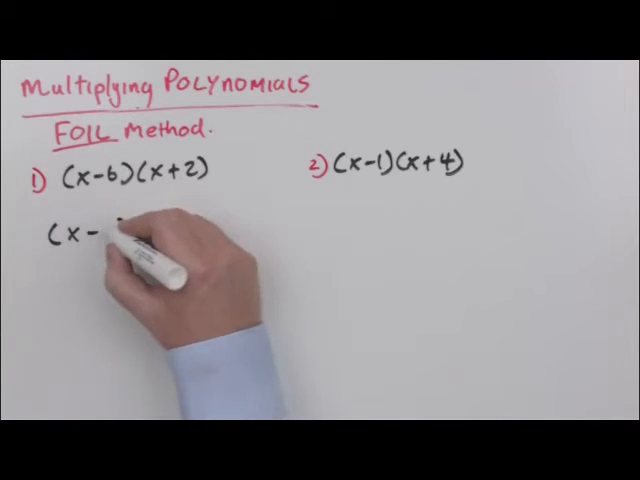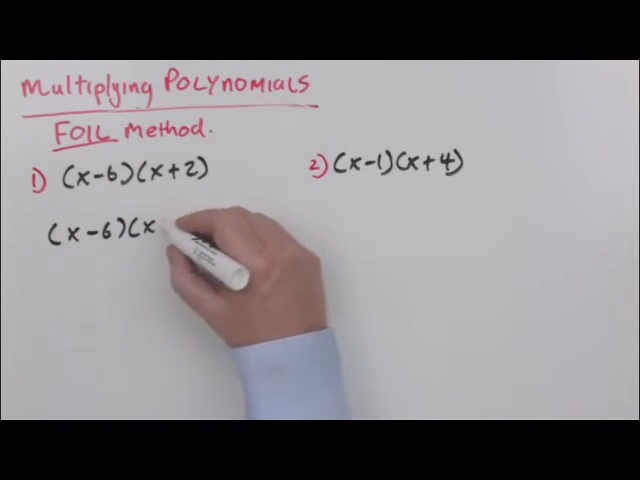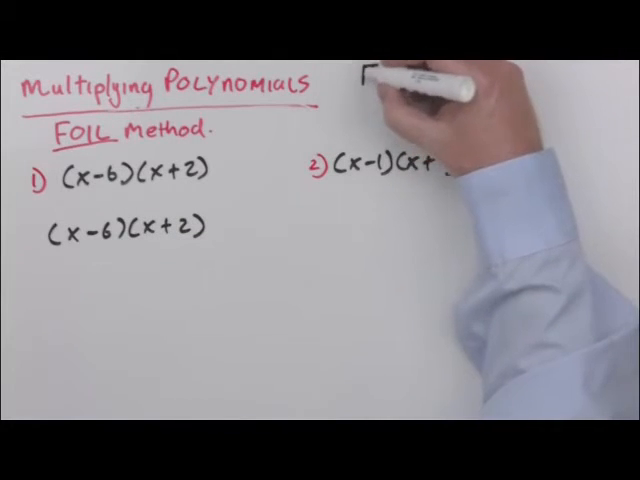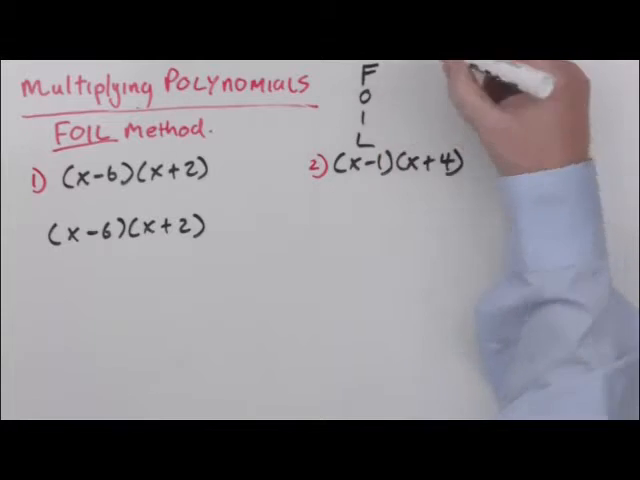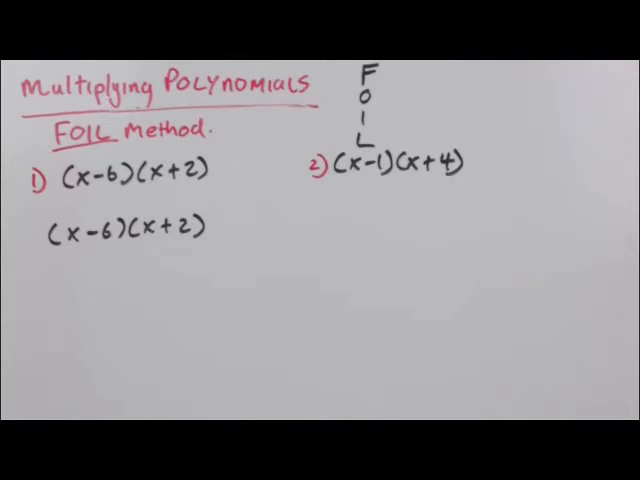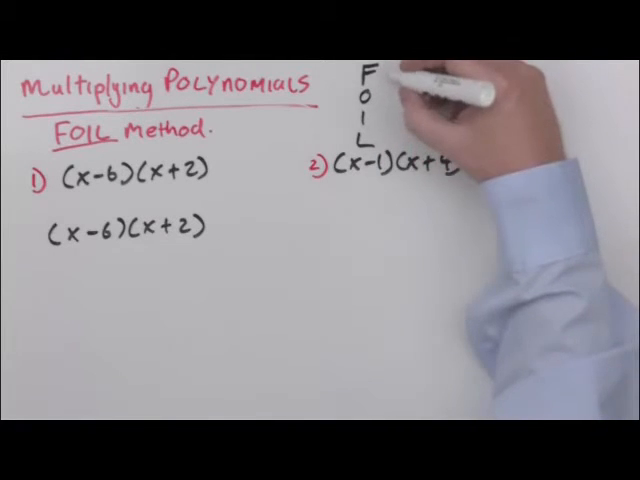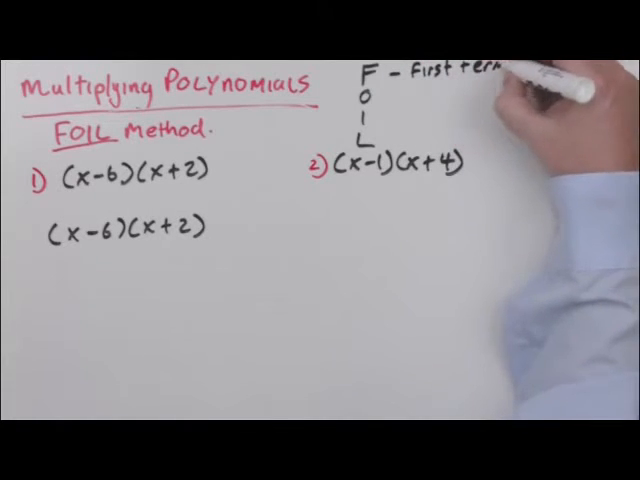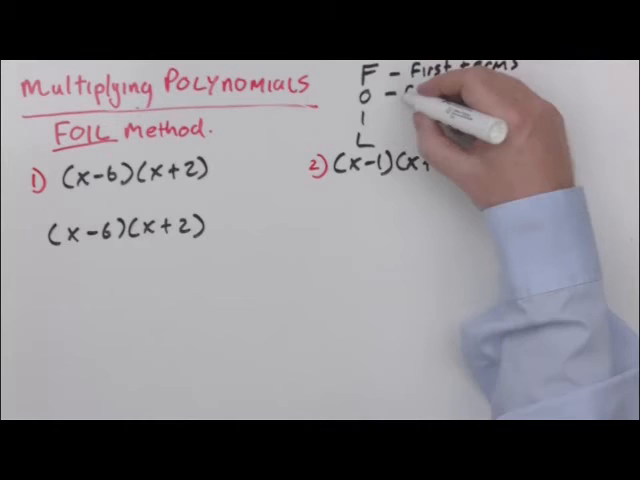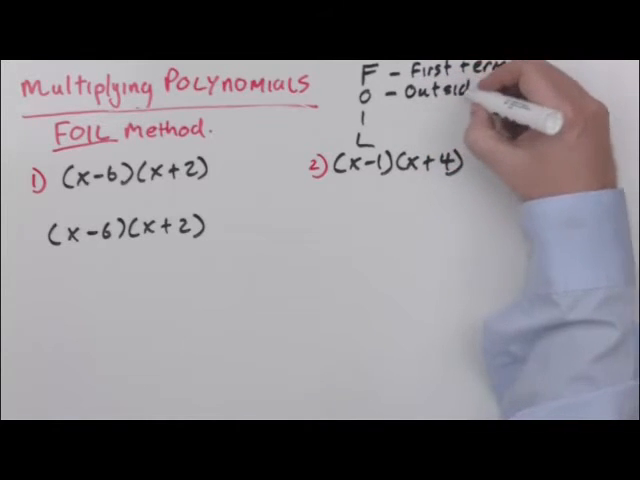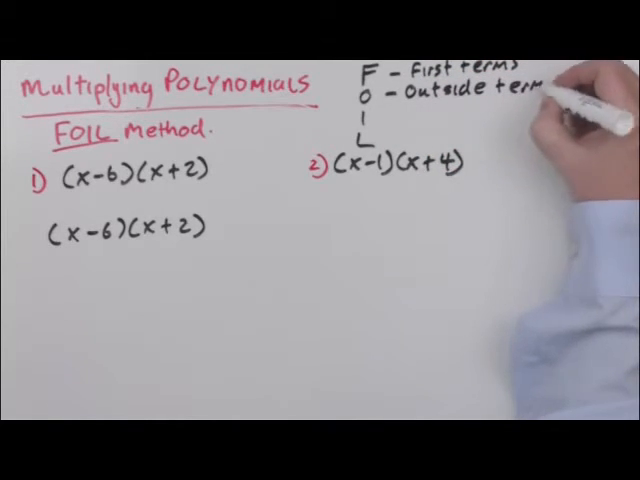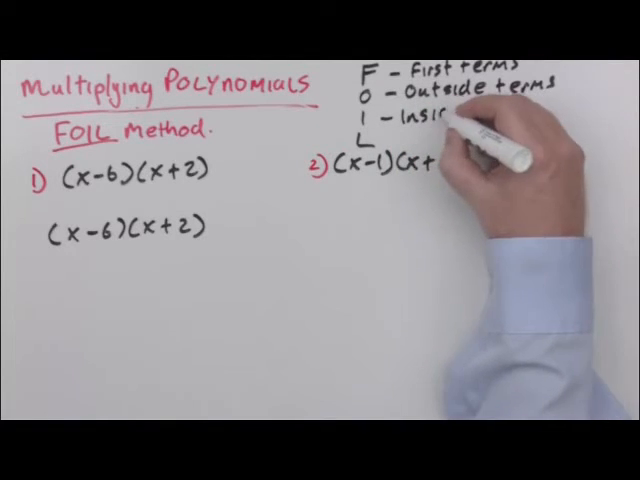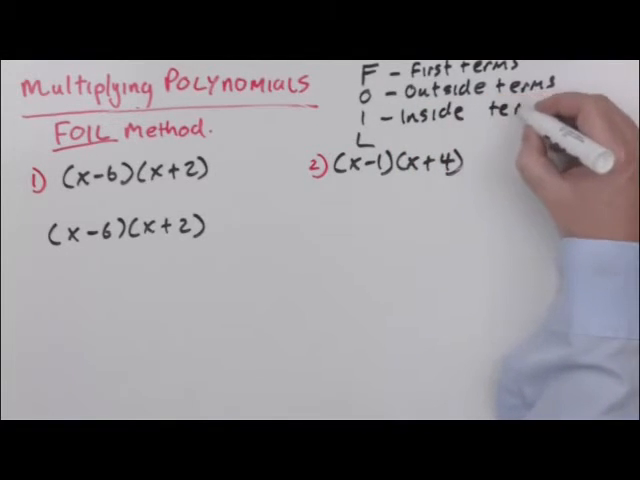So let's see, I'm going to multiply x minus 6 and x plus 2. I'm going to use a method called FOIL. F-O-I-L. So the F stands for first term. So first you're going to do the first terms. And the O stands for outside terms. And the I stands for inside terms. And the L stands for the last terms. So let's see how that looks in practice on our problem here.